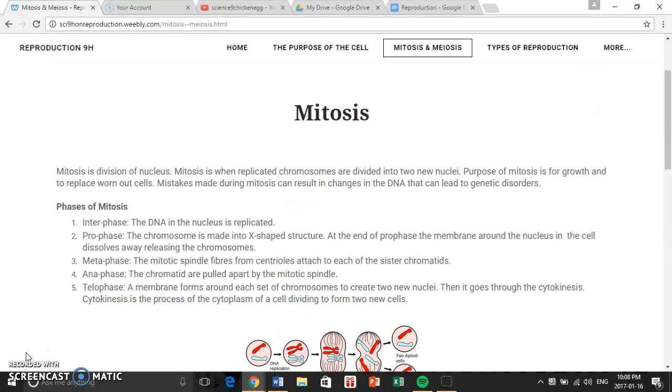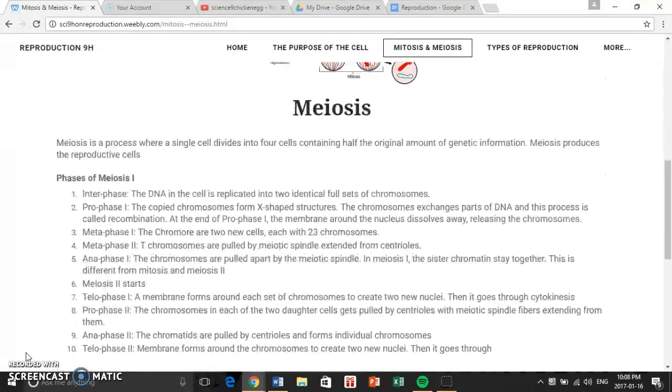Mitosis is the division of a nucleus to create more cells. The purpose of mitosis is to grow and replace worn-out cells. Mitosis consists of 5 phases: interphase, prophase, metaphase, anaphase, and telophase.